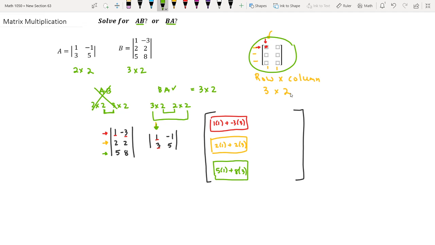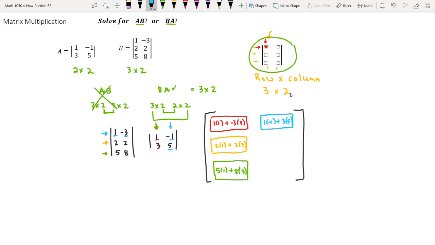Of course these are going to give us some numbers that will fit together in just a second, but let's keep working through our pattern. All right, now I'm going to shift over to the second column. I'm going to focus on the second column, but I'm still looking at that first row. So I'm going to do 1 times -1 added to -3 times 5.